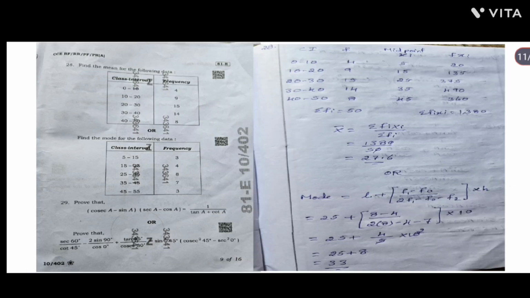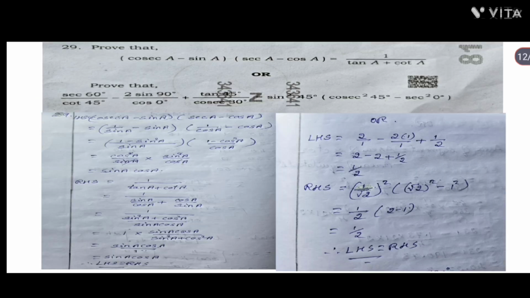Then question number 28, finding mean and mode. You see the answer. Next, question number 29, proving sums. One is a proving sum. LHS you are proving. Again you have to take RHS and you have to write LHS equals RHS. Next, or question, trigonometric ratios.